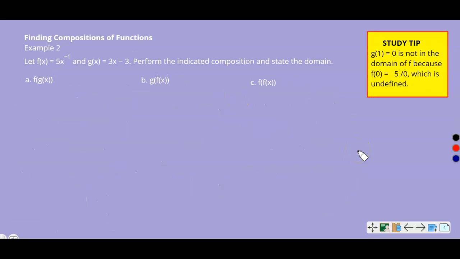Example 2, finding compositions of functions. Let f of x equal 5 times x to the negative 1 and g of x equal 3x minus 3.